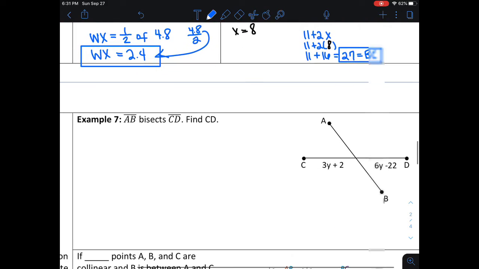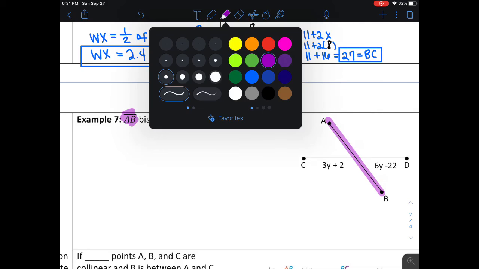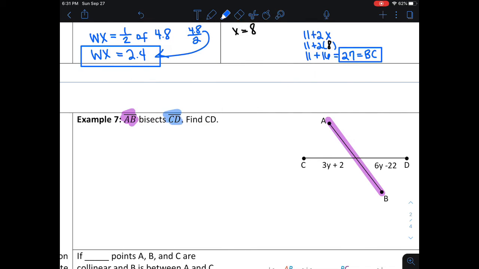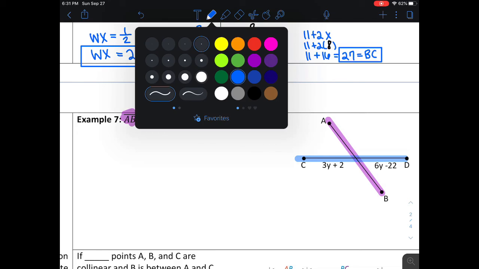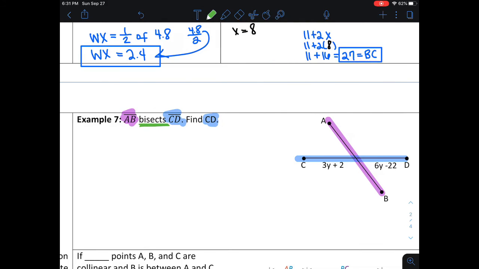Now we're talking about, let's see, we got AB, which is here. Just want to identify stuff. That's why I use colors, y'all know. AB bisects CD, which is here. And it asks us to find CD. Okay. So the first thing that I need to understand is bisects. Bisects means it cuts in half.